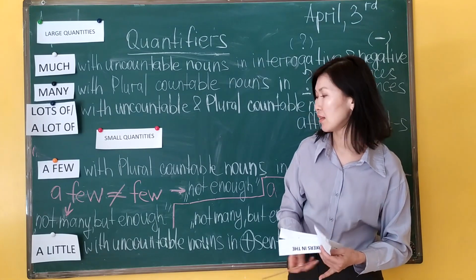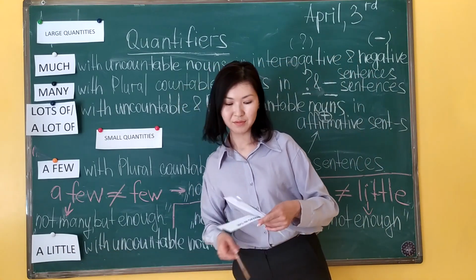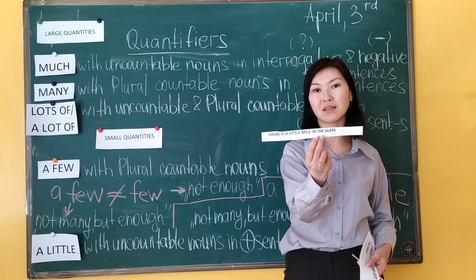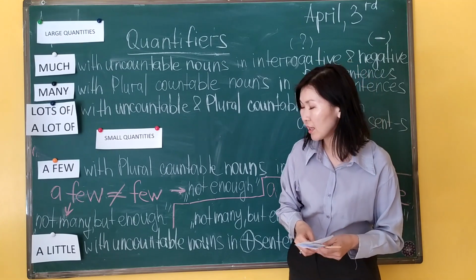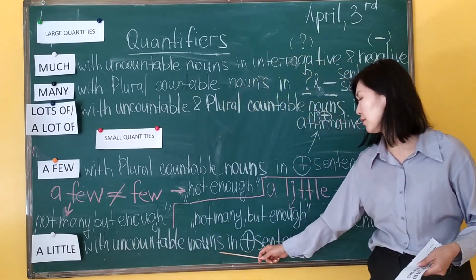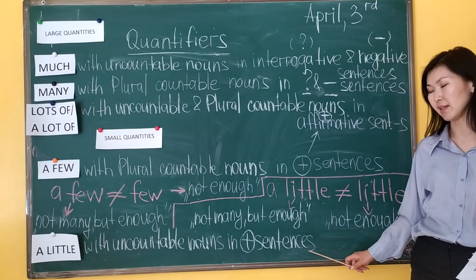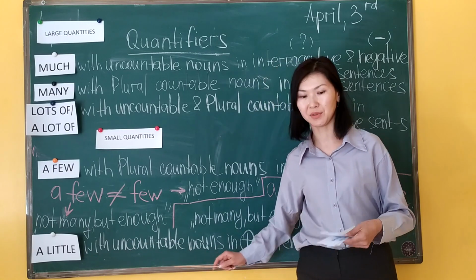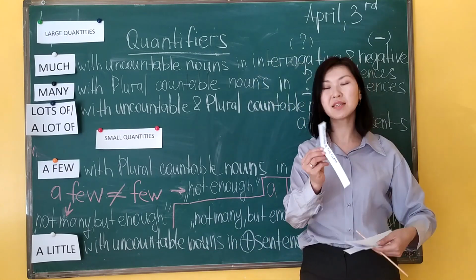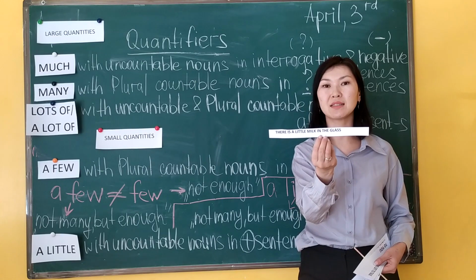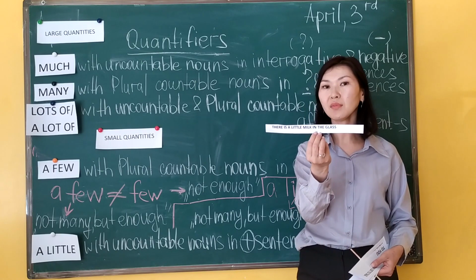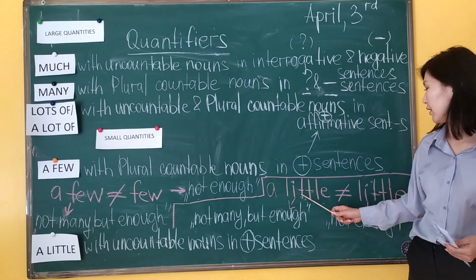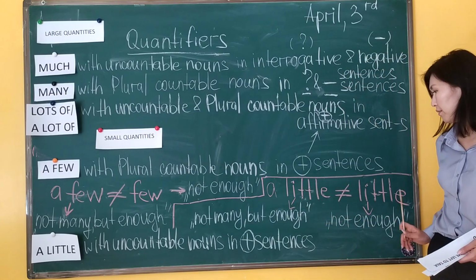And the last, a little. For example, there is a little milk in the glass. A little is used with uncountable nouns in affirmative sentences. Uncountable nouns are nouns which we can't count. There is a little milk in the glass. Milk is an uncountable noun.